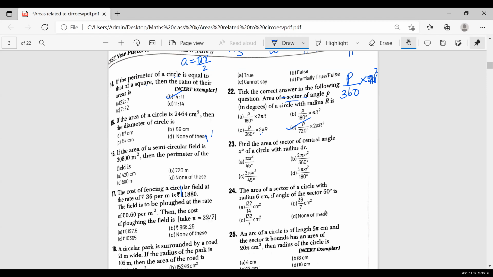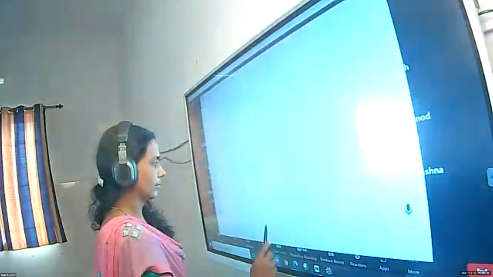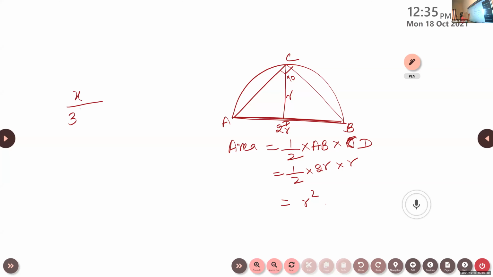How did it come? What is the formula for the area of the sector? X by 360 into pi r square. But instead of 360, there we are multiplying and dividing by 2. So we'll get x by 720 into 2 pi r square. If you cancel it, you will get the same. Is it okay? Yes, ma'am.